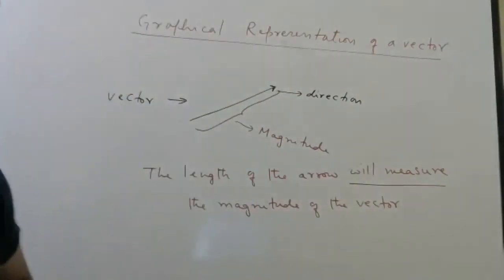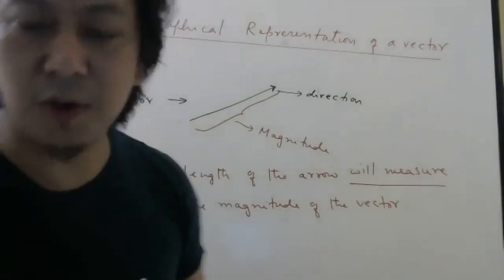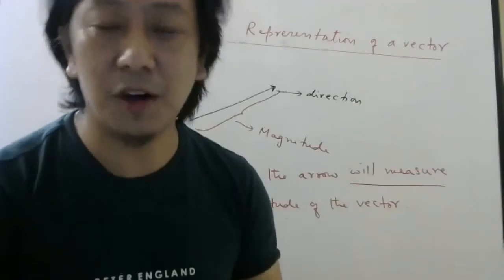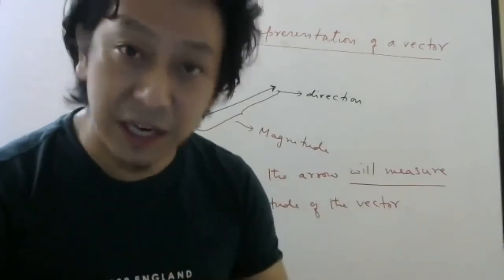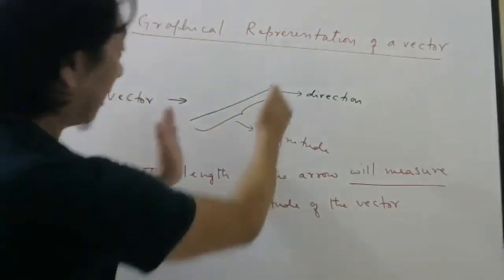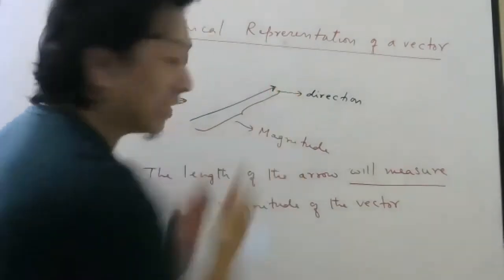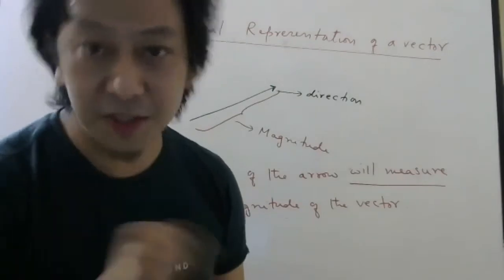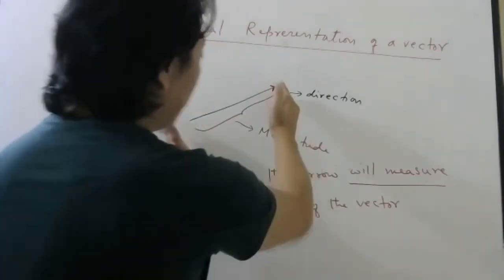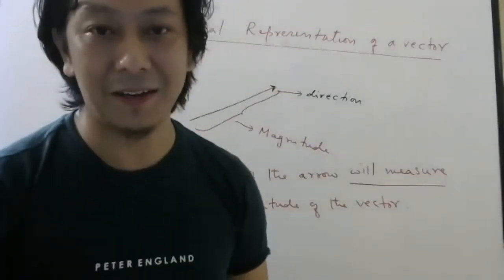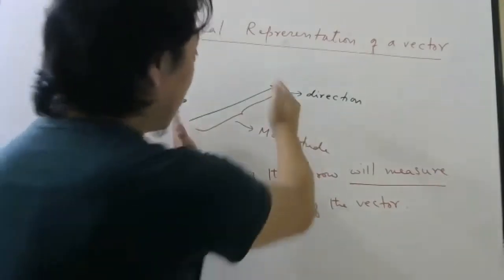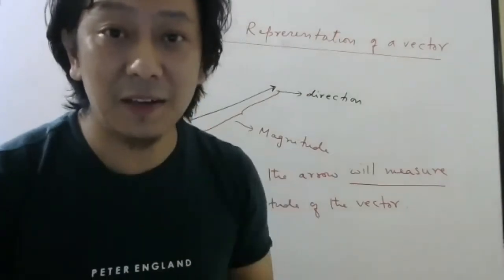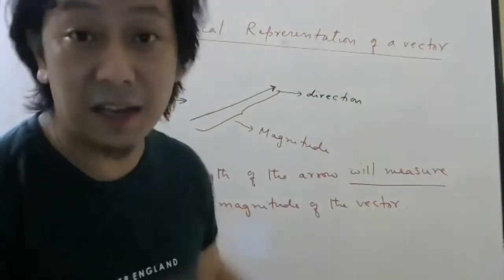Now some students ask me, sir, how is it possible? Force is a vector. Magnitude of force will be 5 Newton, 10 Newton. So how can this length give you magnitude of force? Length will be in meters. That is a good question. Then how can we represent the magnitude of some vector like force with length?